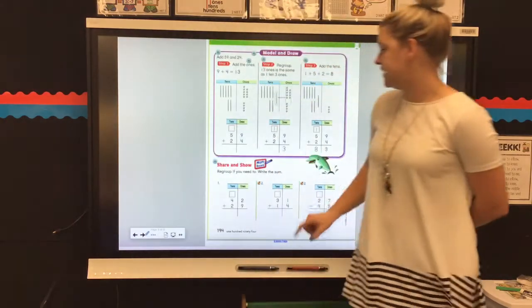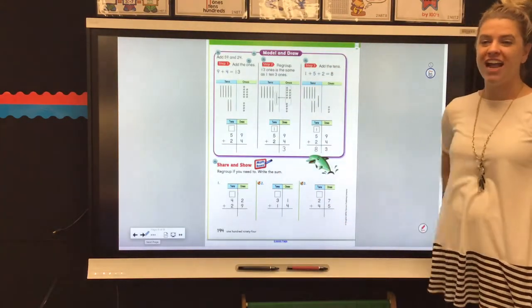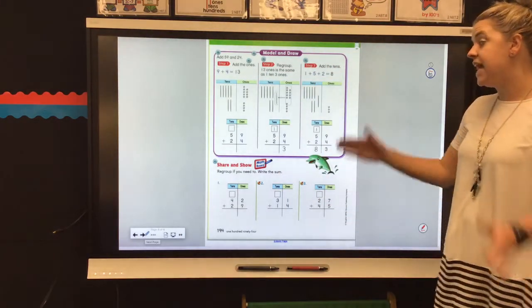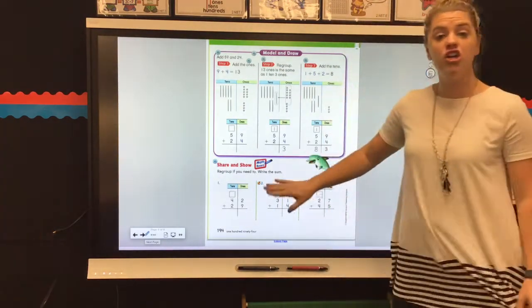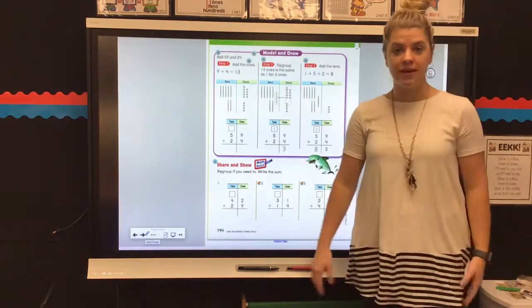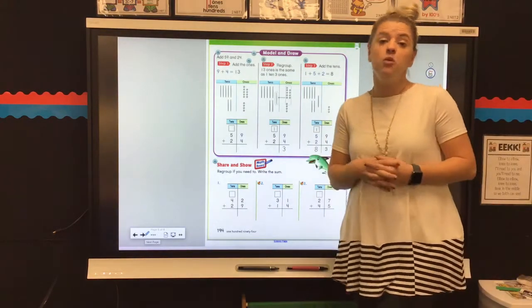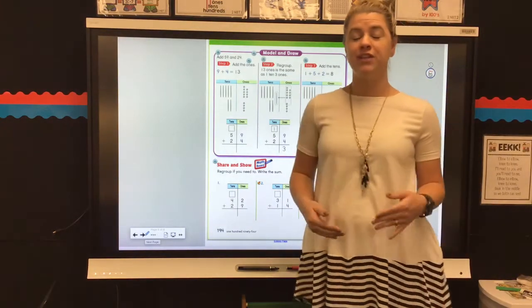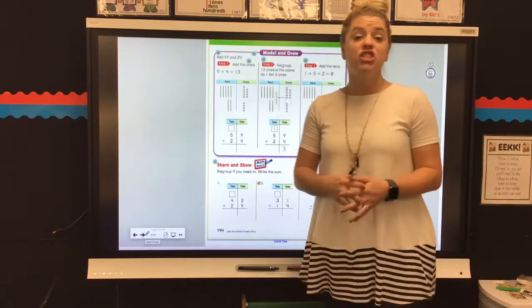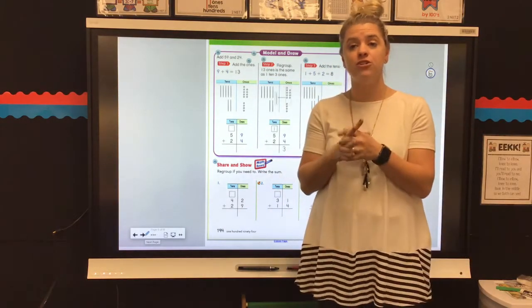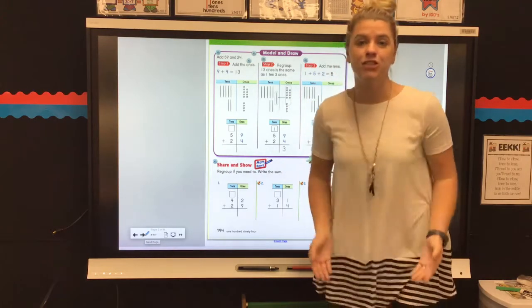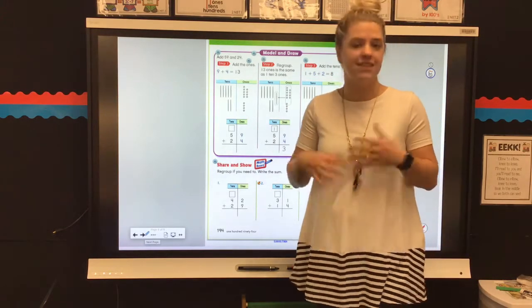Let's look down at our share and show problems. Now, if you notice, there's nowhere for us to draw our picture. Some of you are going to be able to do this without drawing your picture. That's great. Some of you are going to still need to draw pictures because your brain might not fully understand this yet. That's great too, because it's okay if it doesn't, okay?